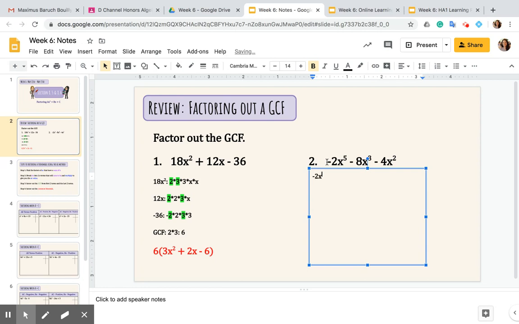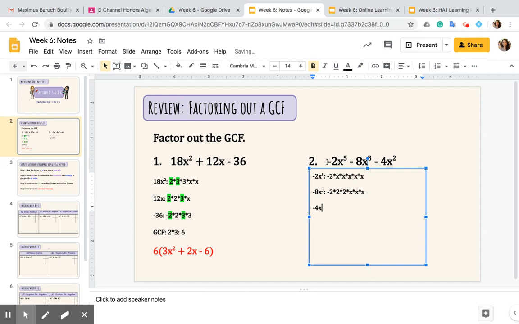I'm going to start with negative 2x to the power 5, and I'm going to break it down into its prime factors. Well, negative 2 is already prime, and I have 1, 2, 3, 4, 5 x's. I then will do the same thing with negative x cubed. Negative 8 can be broken down as negative 2 times 4, or 2 times 2. And then I have 1, 2, 3 x's.